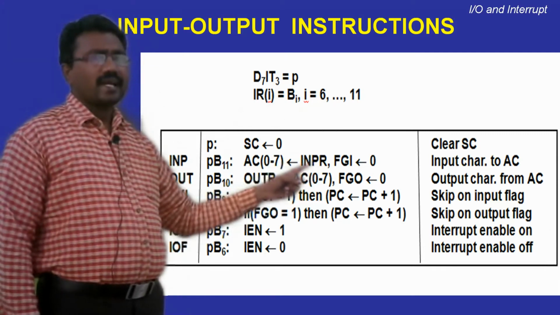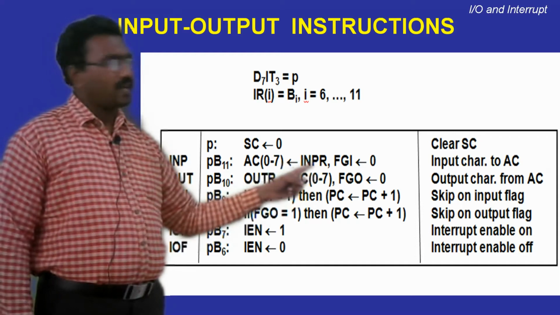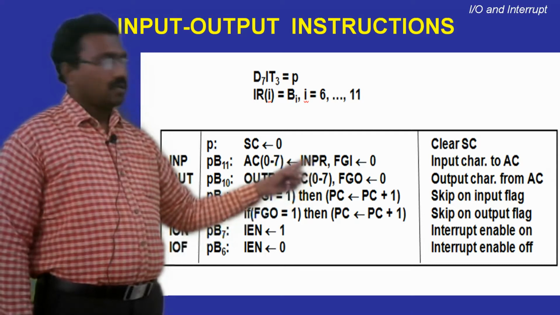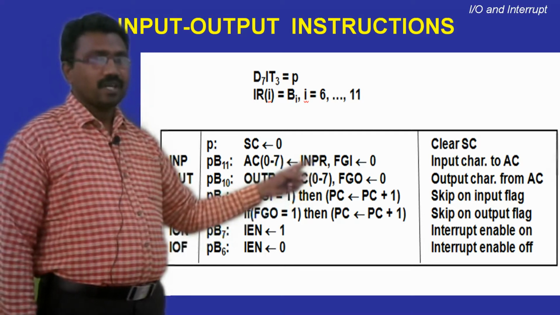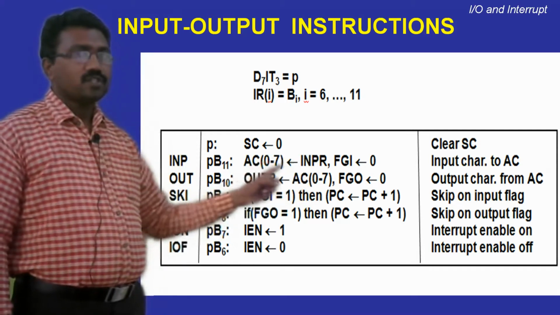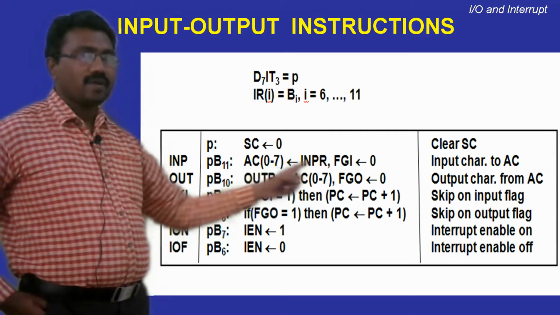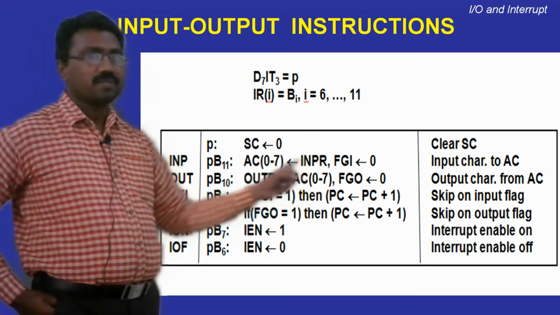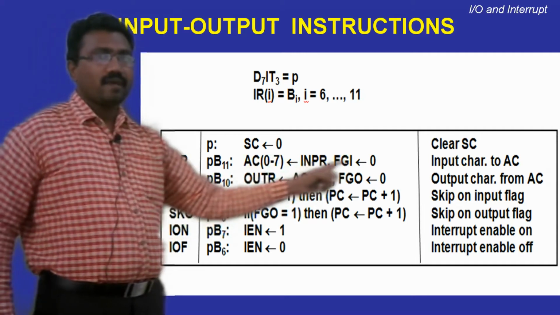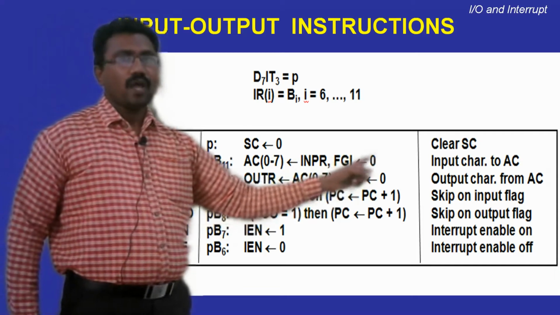After receiving the input character from the keyboard, it is available in the INPR. Due to the input instruction, the 8-bit data is transmitted from the input register to AC(0-7). Basically, the AC length is 16 bits and INPR is 8 bits, so these 8 bits are transmitted to the lower order 8 bits of the accumulator. Then the FGI flag is set to 0. That is input character to accumulator.